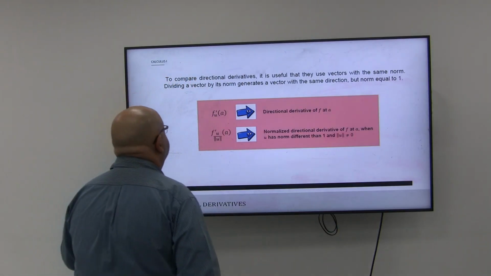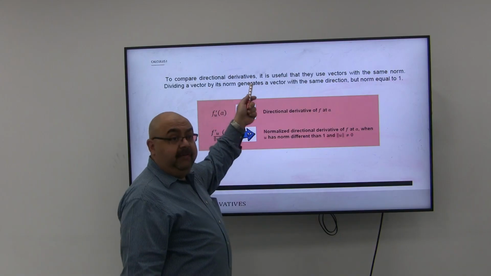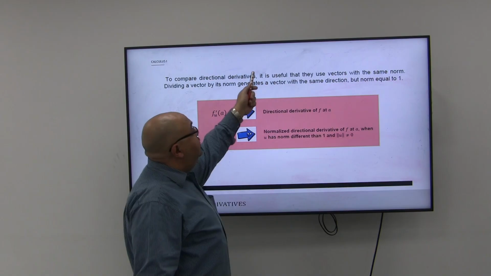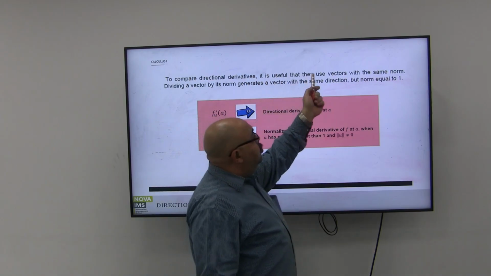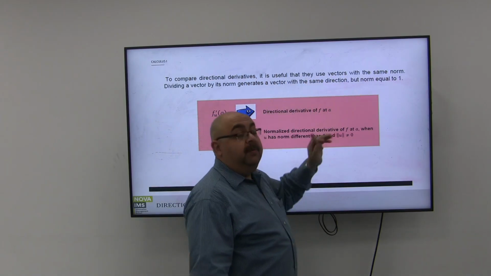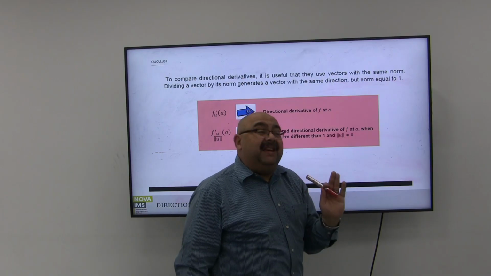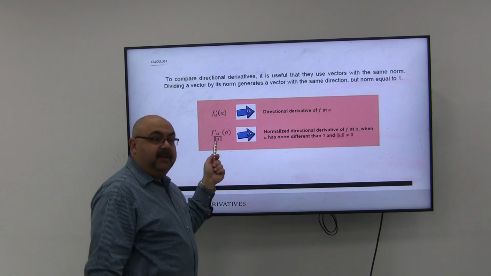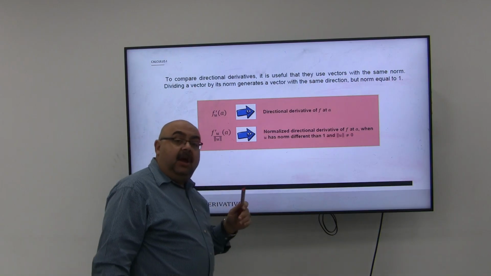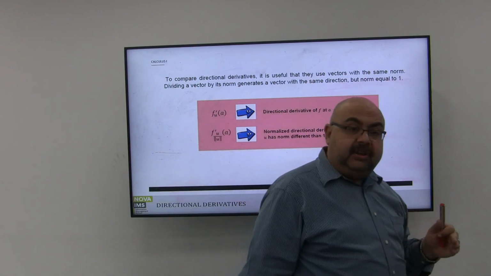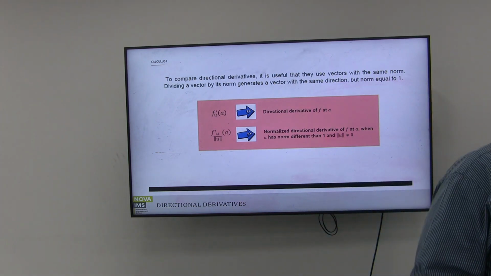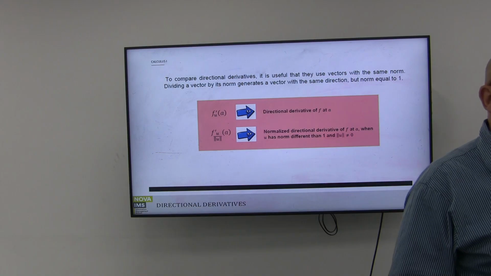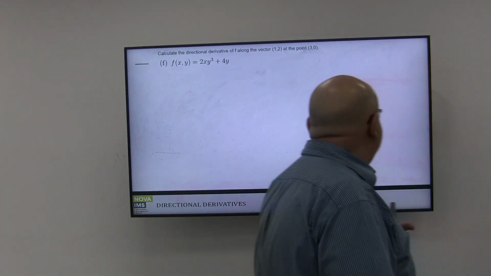Okay, remark that to compare directional derivatives, if I have a function that has multiple directional derivatives, it is useful that they use vectors with the same norm. This is why we are normalizing the vectors, using them as unit vectors. I can find the directional derivative in the direction of any vector, but in that case it will depend on the length of the vector, so comparing them is not going to be an easy task.